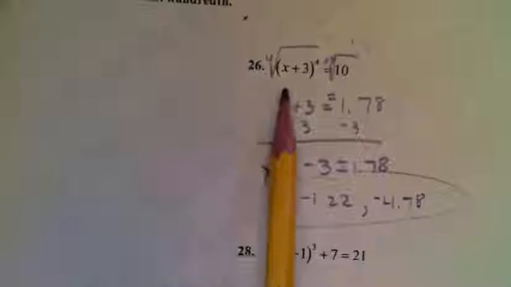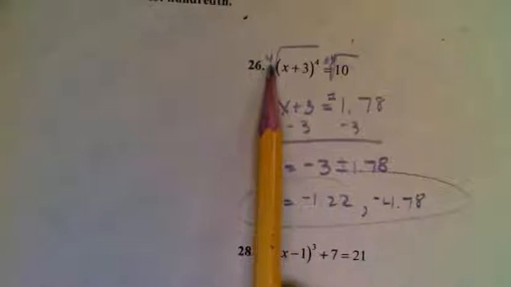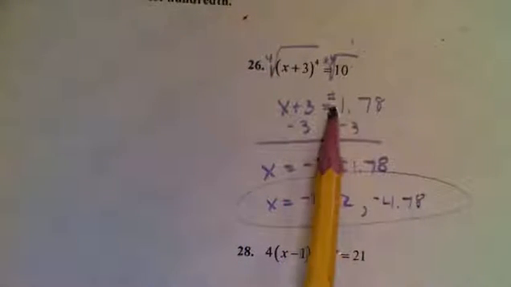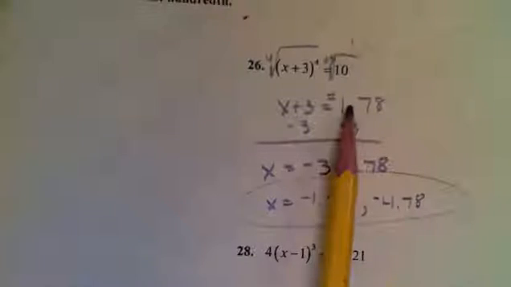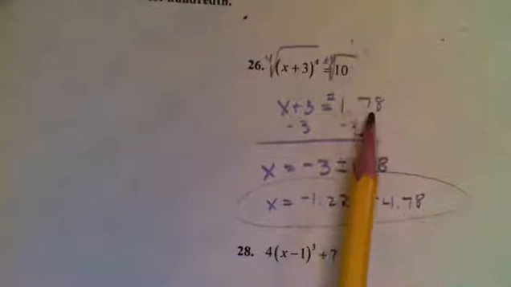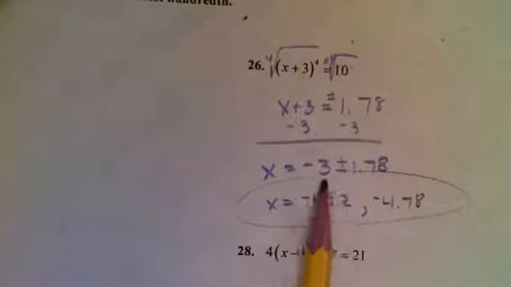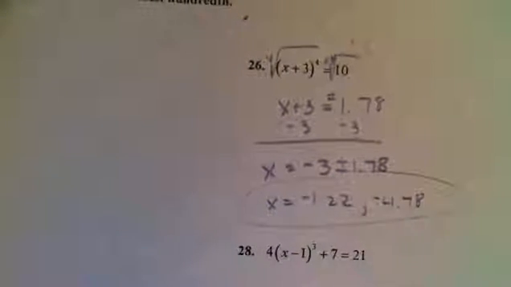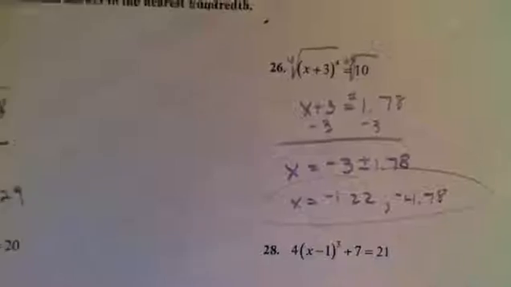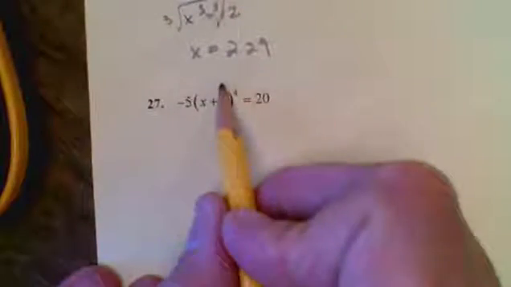So again, I already had the base by itself, took the 4th root of both sides, so I had to use plus or minus. Make sure you know how to put the 4th root of 10 on your calculator. And then I had to subtract 3, so to get my two answers, -3 plus that number and -3 minus that number.